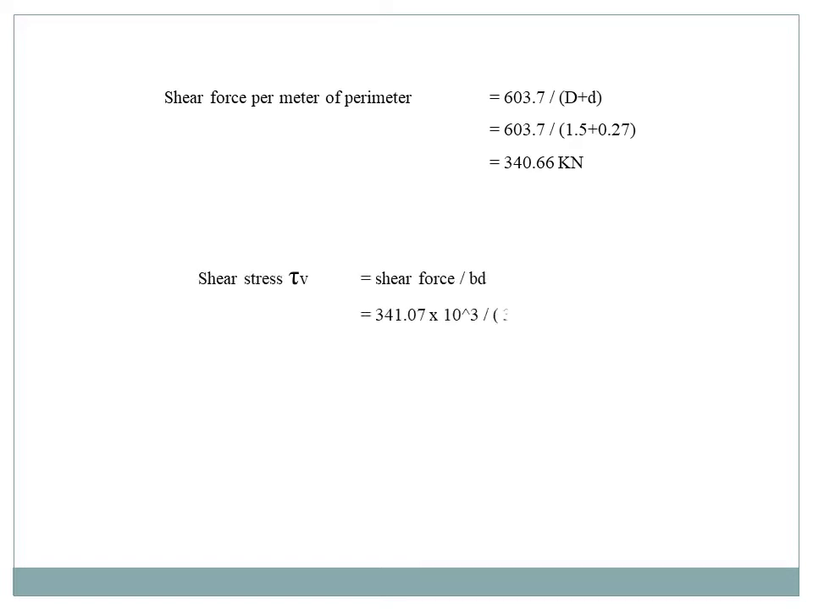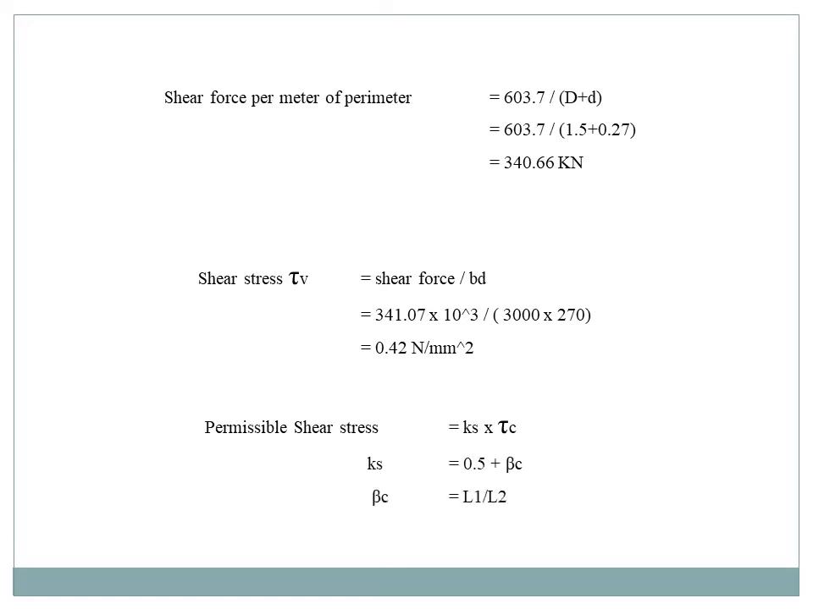So shear stress tau V is equal to shear force by bd, because it is load by area, where load is taken as the shear force and bd is my area. So we know the shear force is 341.07 into 10 power 3, then b is equal to 3000 mm, and d is our effective depth, 270 mm. So shear stress tau V is equal to 0.42 Newton per mm square.